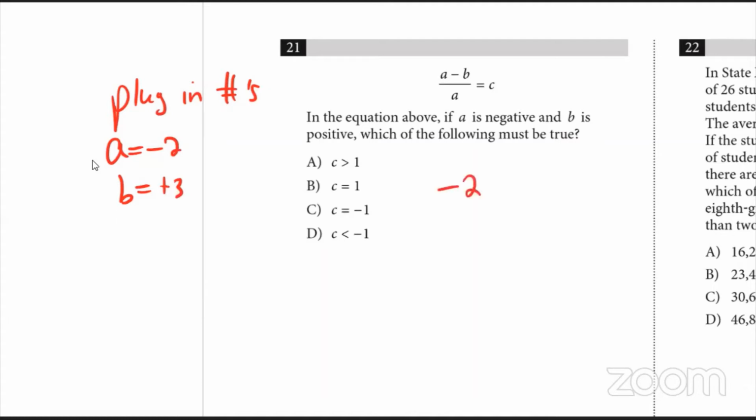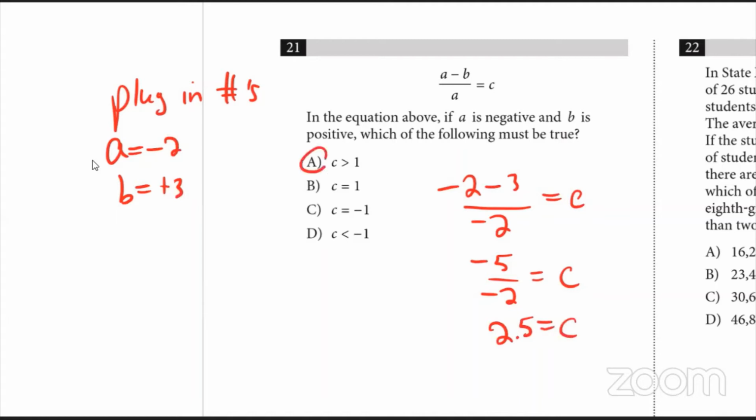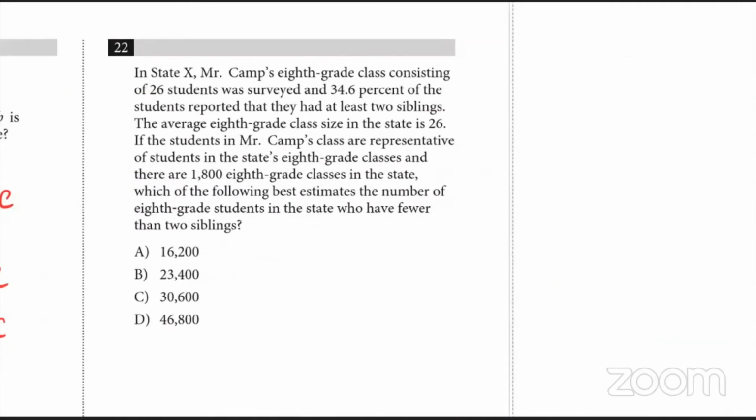So -2 minus 3 over -2 is equal to C. -5 over -2. Double negative is a positive, so this is really 2.5 equals C. So based on what we got, C is a number that's greater than +1. So the answer to number 21 is going to be A. Number 22 here.